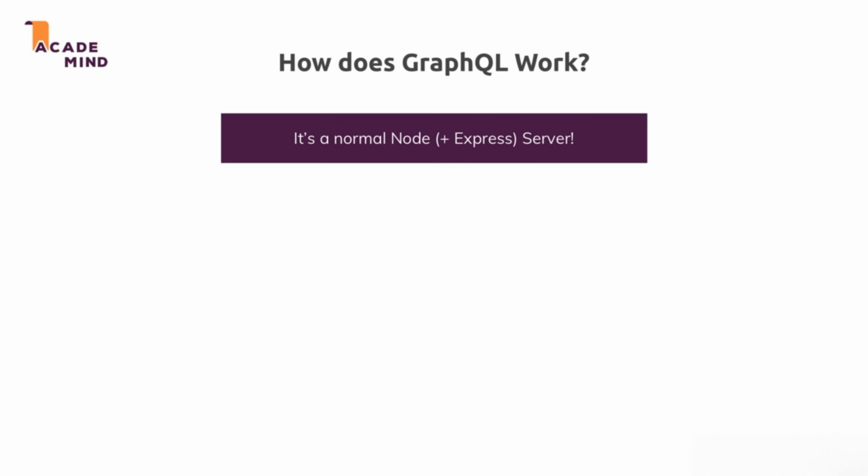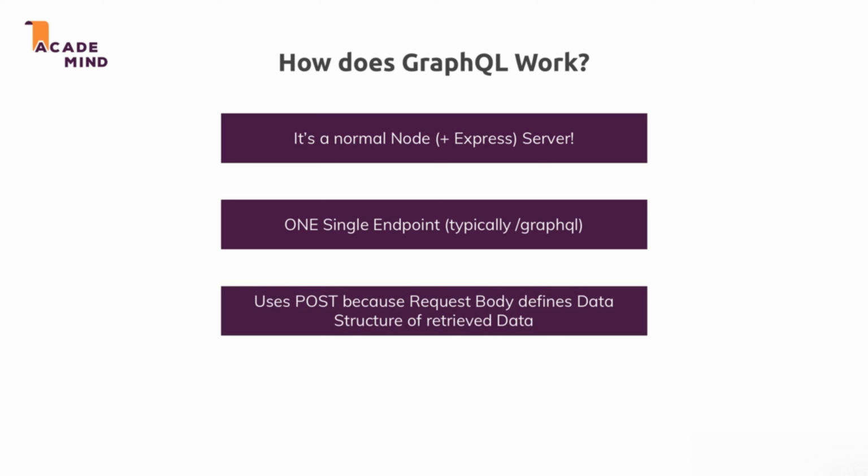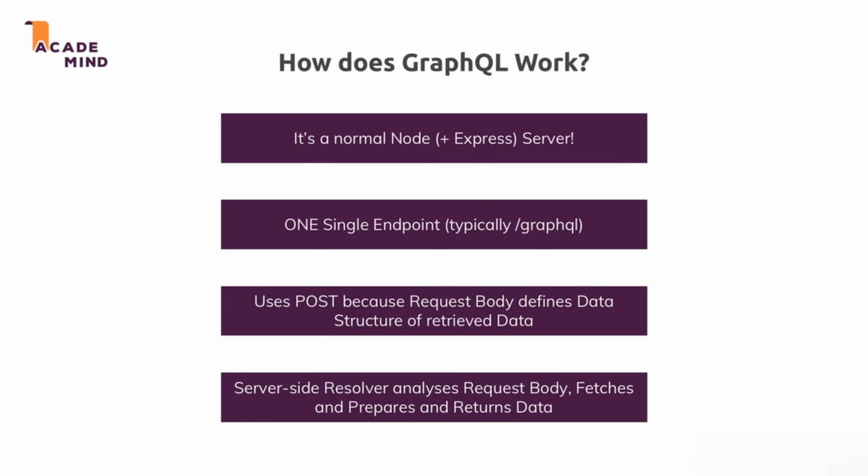The GraphQL language or approach can be used with any programming language, just as REST APIs could. But this is a Node course, of course, so we'll focus on that. You have one single endpoint, typically /graphql, though you could change this, of course. You only use post requests because you put that query expression into the request body. And you have resolvers on the server side that analyze that request body and then do something with your data based on the query expression you had in that body.